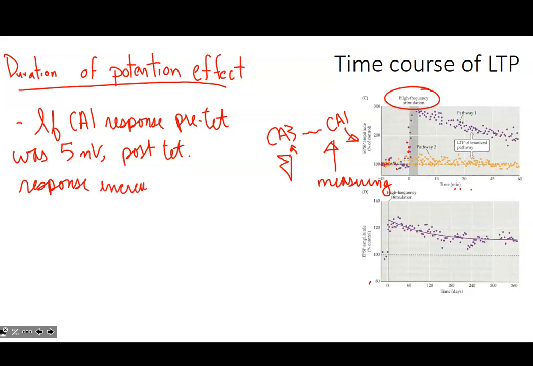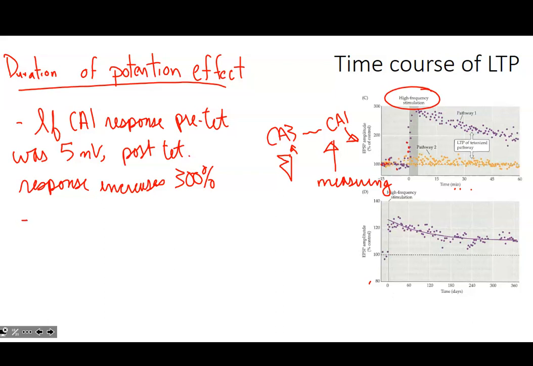Increases 300%. Right, so that's like 3 times the effect. Now we'd likely see that same stimulus given, and it wouldn't give us a response of 5 millivolts seen in CA1, right? The depolarization seen in CA1 would be 15 millivolts, okay?